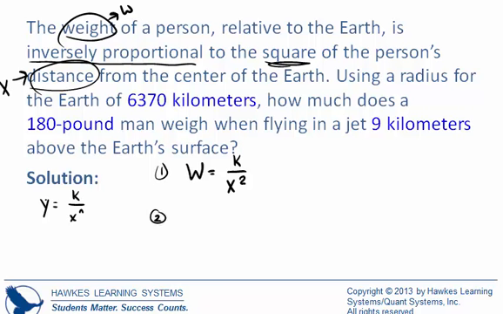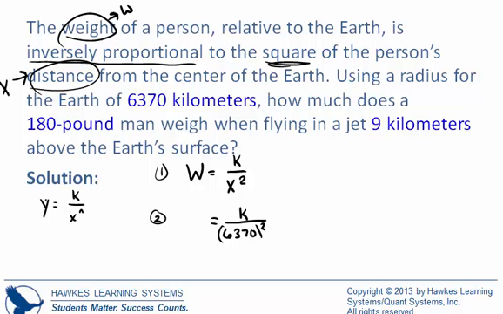Using a radius for the Earth of 6,370 kilometers, how much does a 180-pound man weigh when flying in a jet 9 kilometers above the Earth's surface? So we're going to take this 6,370, which is the distance from the Earth. So that's going to go in for the X. We're going to leave the K on the top. So K divided by 6,370 squared.